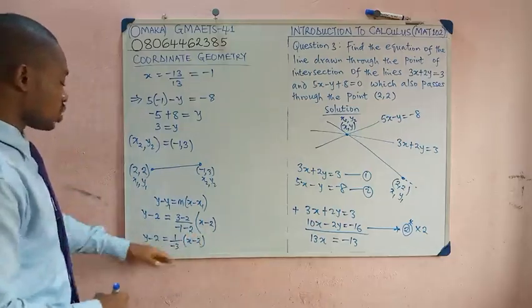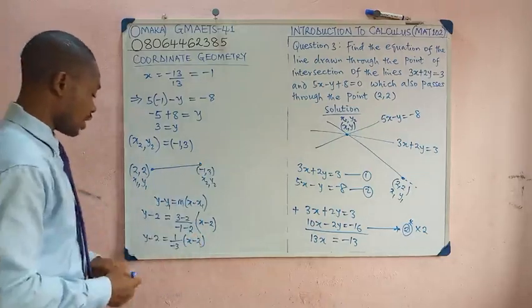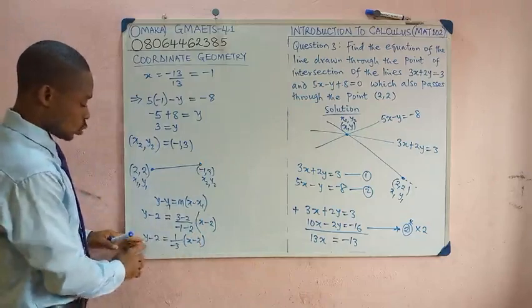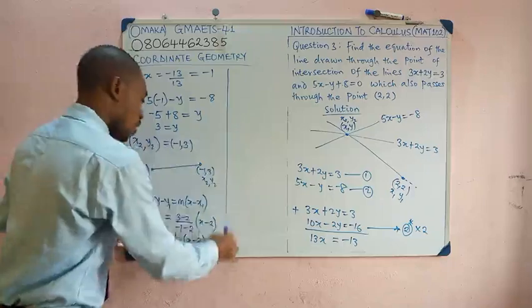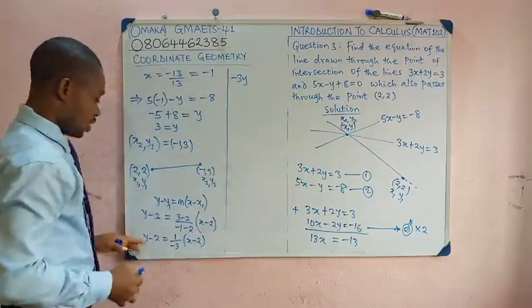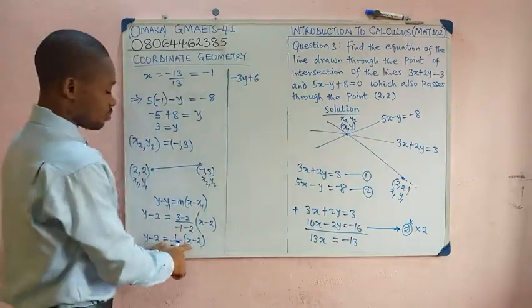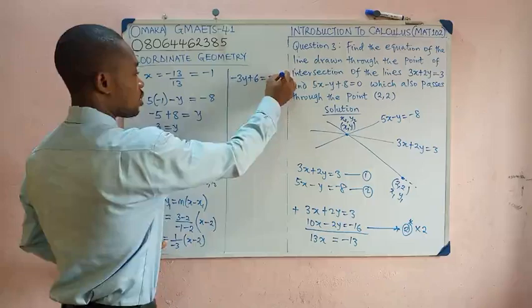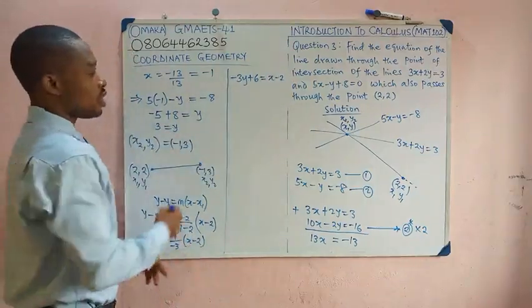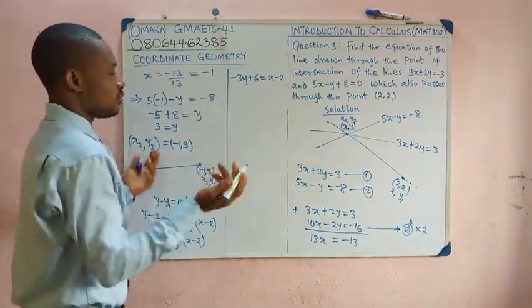Clear the fraction, so you're going to multiply through by minus 3. Minus 3 times this 1 will give us what? Minus 3, y. Then minus 3 times minus 2 will give us plus 6. That will be equal to 1 opens up this bracket, you're going to get x minus 2 there. Alright? So collect all terms together and then equal to 0 if you wish.